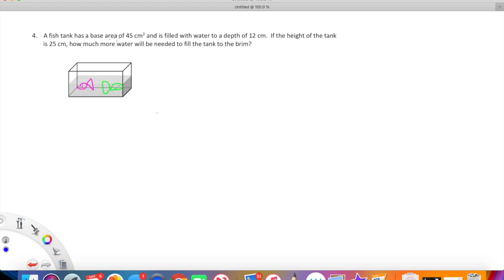So a fish tank has a base area of 45 square centimeters and is filled with water to a depth of 12 centimeters, or height. If the height of the tank is 25 centimeters, how much more water will be needed to fill the tank to the brim?